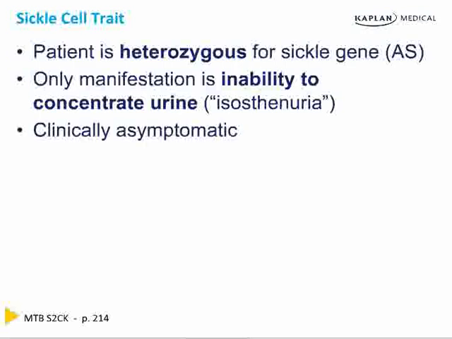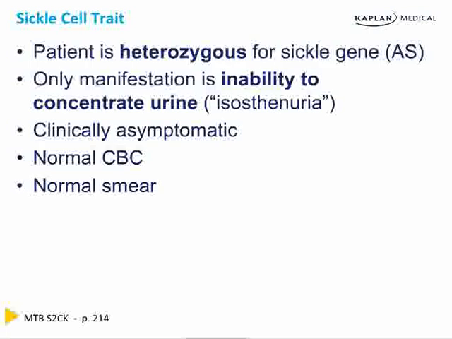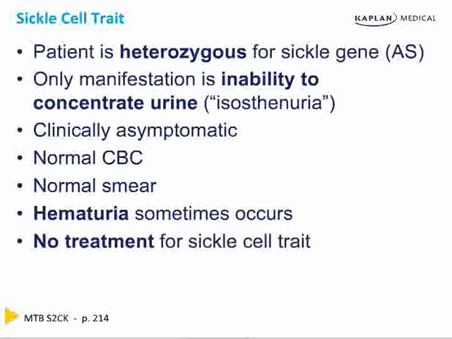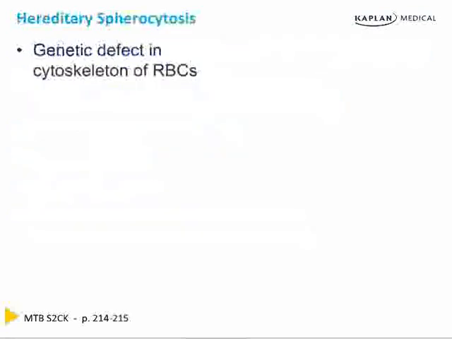Now remember, patients with trait are hematologically normal. They have normal CBCs, normal smears. And just because they have a little hematuria in the urine does not mean that they have any hematologic manifestations, and there's no treatment for sickle cell trait. There's no treatment for trait.